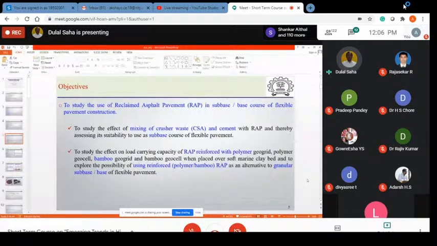So as I said, there are two parts of the study. One was stabilized RAP, where stabilization was made using RAP with crusher waste and cement, and another was reinforced RAP, that is, RAP reinforced with bamboo geogrid, bamboo geocell, and polymer geogrid, polymer geocell. We found that in all three categories, the load carrying capacity improvement was such that it could be used as an alternative material for base and subbase, the details of which we'll show in our subsequent slides.